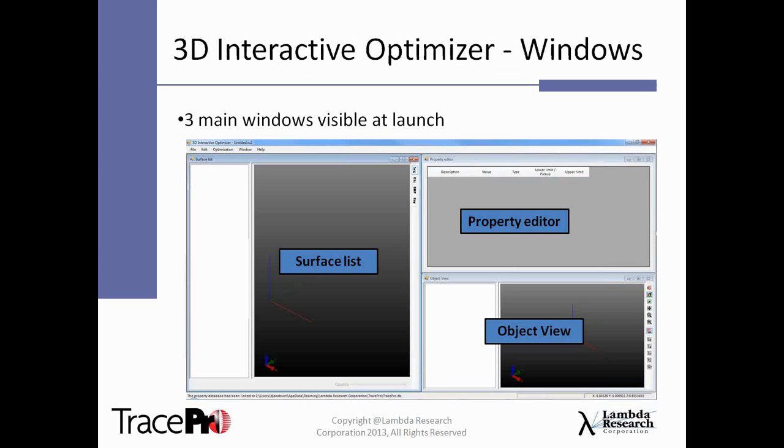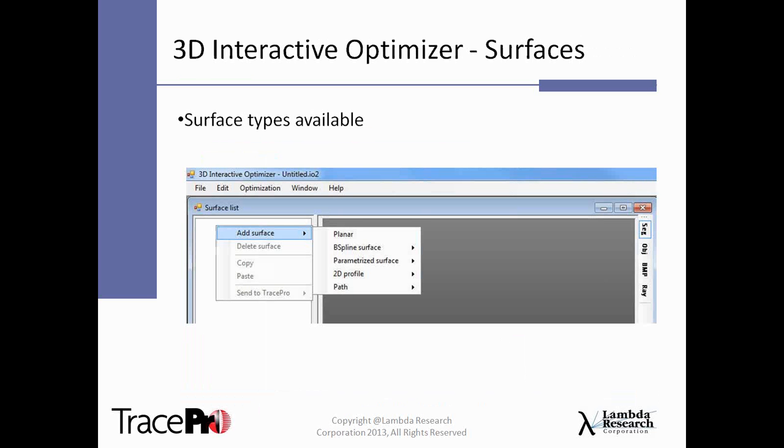And when you do that, you'll see three main windows when you launch the optimizer: the surface list, the object view, and the property editor. We'll just go through a little bit about what each of those windows does. The surface list allows you to define the type of surface, the shape, or the profile that we're going to use as our starting point. And the options here are planar, a B-spline surface, a parameterized surface, a 2D profile, or a path.